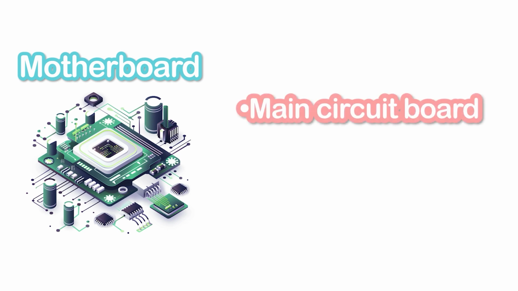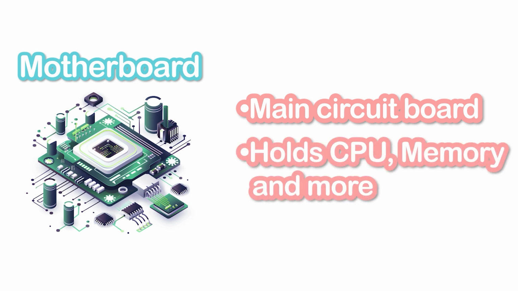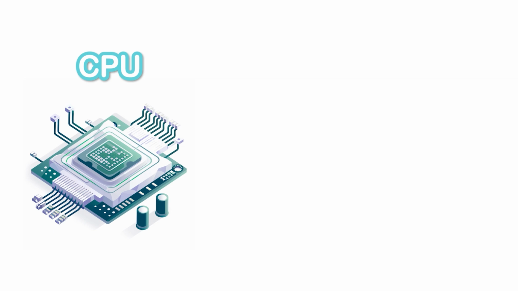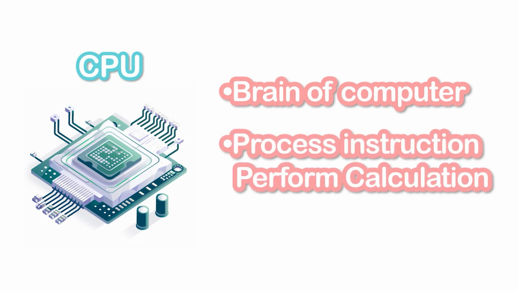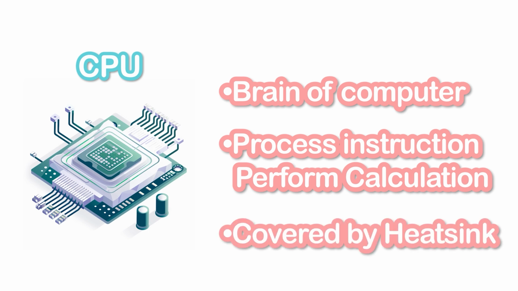Motherboard. The motherboard is the main circuit board that connects all the parts of a computer. It holds the CPU, memory, and other essential components, allowing them to communicate with each other. The CPU, or Central Processing Unit, is often called the brain of the computer. It processes instructions and performs calculations needed to run programs and applications. Since it tends to get hot, it's covered by a piece of metal called a heatsink, which dissipates heat away from the processor. But you don't need to know this deeply.